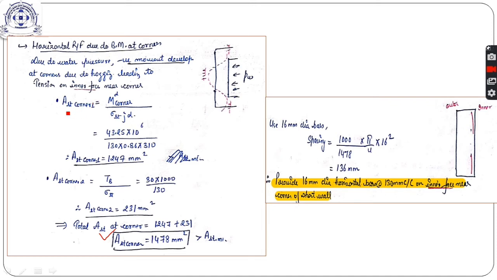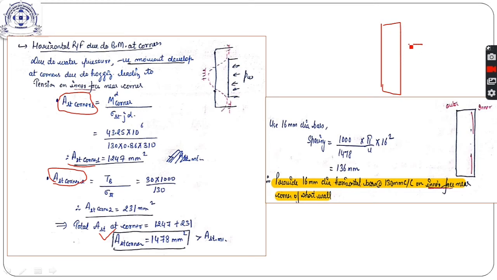So this is the AST corner 1, the corner reinforcement due to the moment acting at the corner, and AST corner 2 is the corner reinforcement due to the tension acting at the corner. So this reinforcement is provided on the inner face.